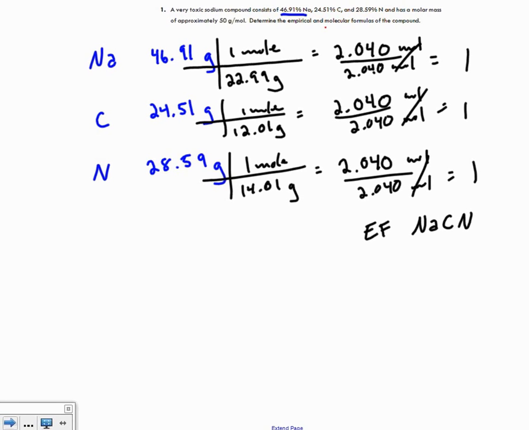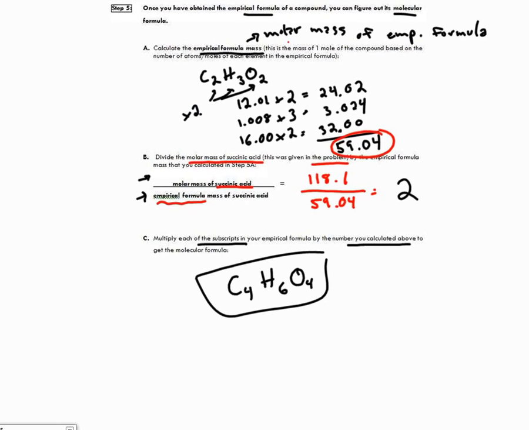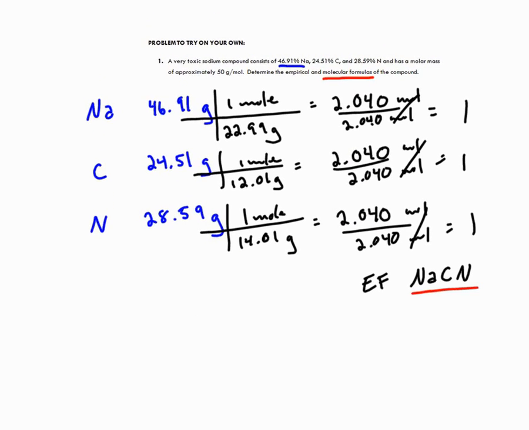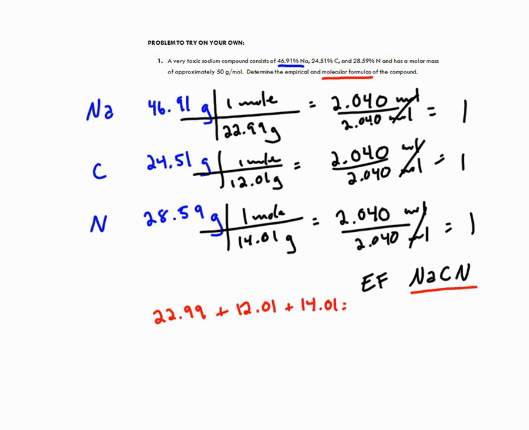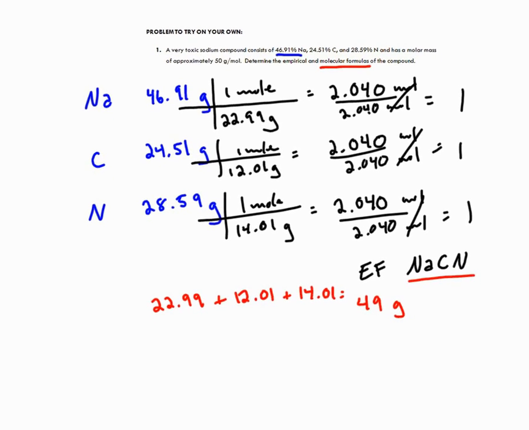The question is also asking for the molecular formula. So let's bop back here for a second and remind ourselves what we do. First, we find out the molar mass of the empirical formula. So I have 1 sodium, I have 1 carbon. Again, I'm just doing a molar mass calculation. And for that one, I get 49 grams. Actually, I think technically it should be, nope, that's right, 49. Okay, so I get 49 grams.